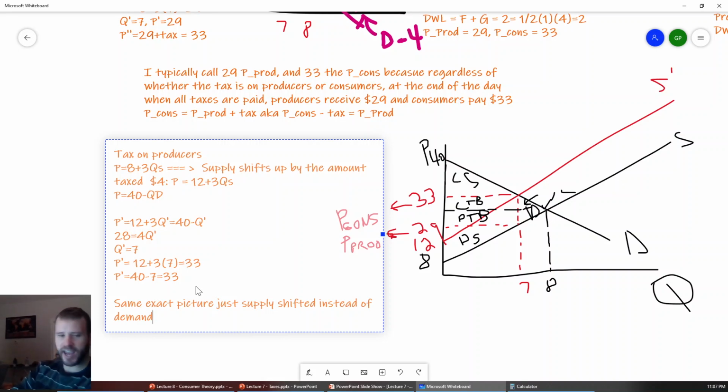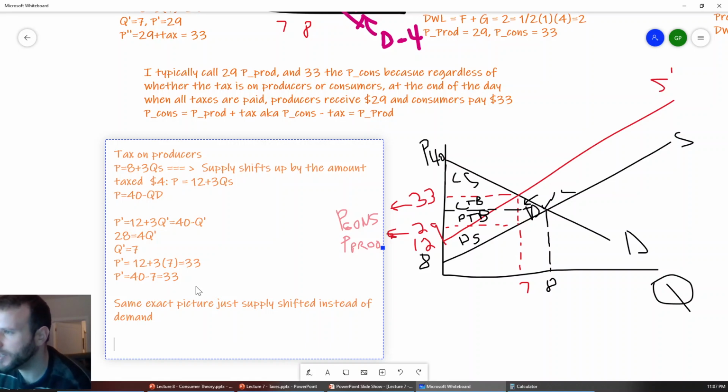And that's always going to be the case, no matter whether it's the producers or consumers being taxed. So why is that? Well, mathematically, if I had the same equation here, and I add 4 or subtract 4 from one side or the other, it doesn't really matter. The P is going to change, but it's a P for an intersection up here versus a P for an intersection down here, right?